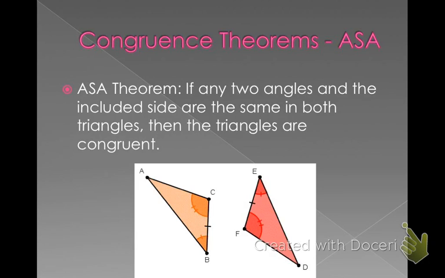This one should be new though, the angle-side-angle theorem. If any 2 angles and the included side are the same in both triangles, then the triangles are congruent. We can't just have angle-angle because that only shows us that they're similar. By having 1 pair of congruent sides, now we know that the scale factor between the triangles is 1 to 1.